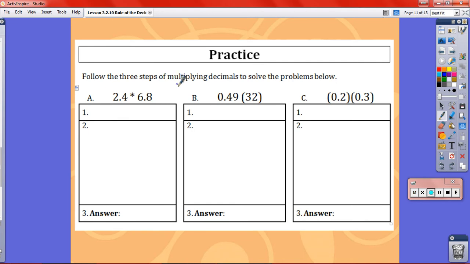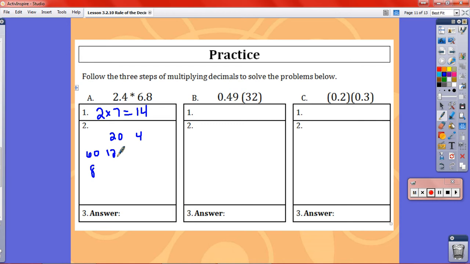Some practice problems. Just to show, this is an easier example. This is 2.4 times 6.8. If I round this to 2 times 7, then my answer is going to be somewhere around 14. And then I do the math. I treat this as 20 and 4 times 60 and 8.